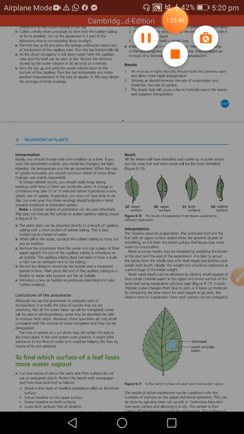Now, the third factor, the humidity. Humidity means the amount of water already present in the air. So, if the air is humid, that means it already contains a lot of water vapor. So, what would happen is that no water vapor would be lost from the leaf to the surrounding atmosphere, because the surrounding already contains a lot of water vapor molecules. So, they cannot take more water vapor. Okay. So, transpiration has almost stopped.